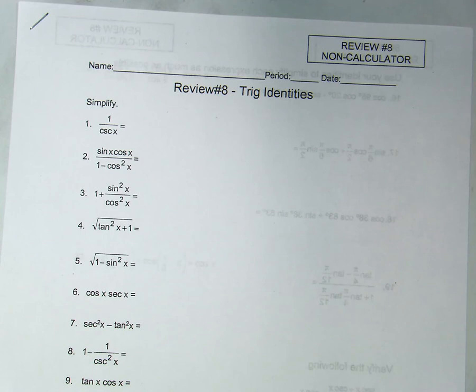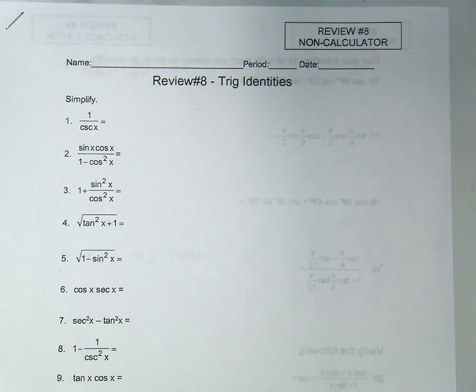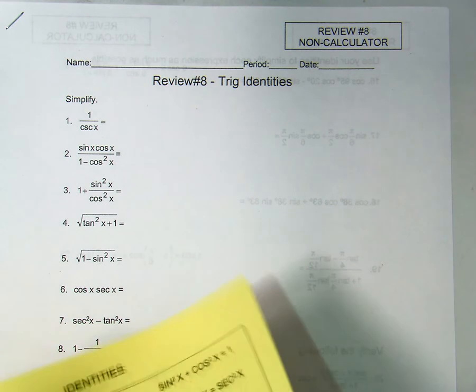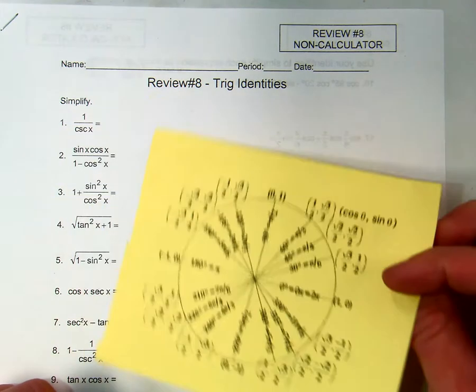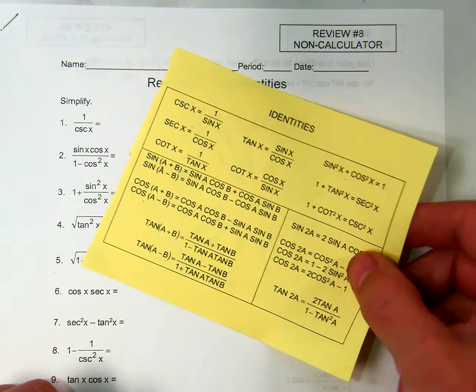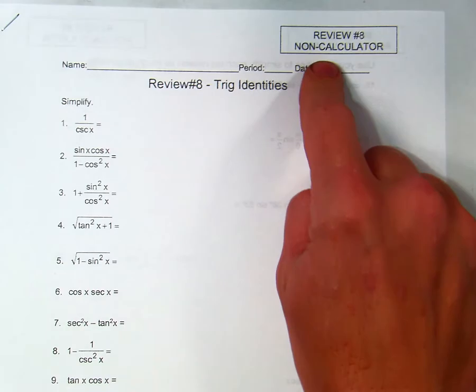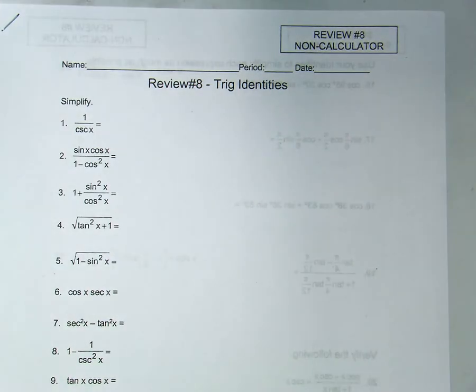Okay, guys, we are going to prepare for the review. We've got the review here for the Chapter 8 test. This is Trig Identities, and just FYI, you will be able to use your Identities card, which has your unit circle and your identities on it for this particular test. It is a non-calculator test, so notice that at the top.